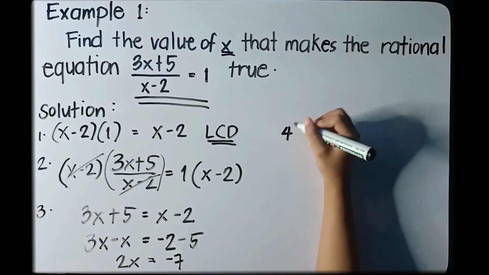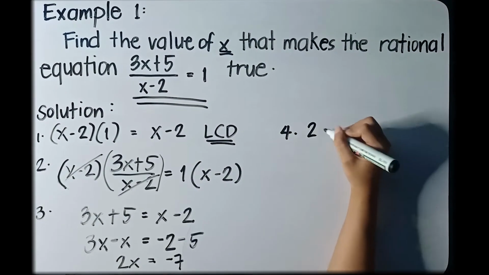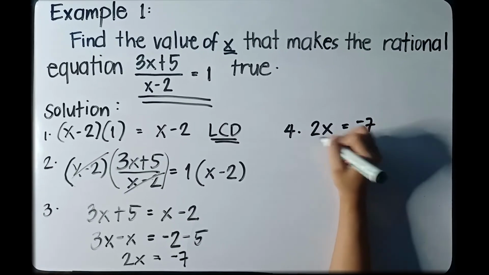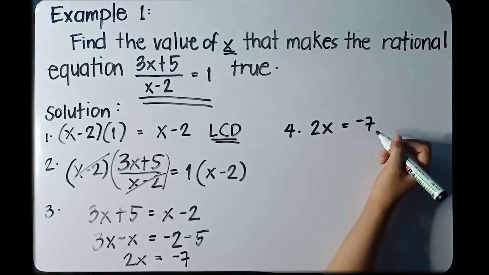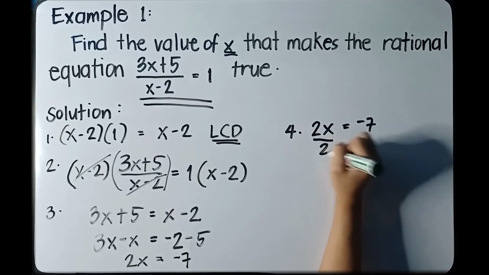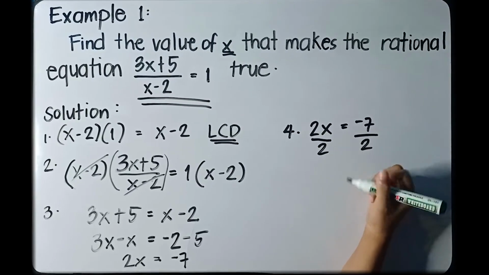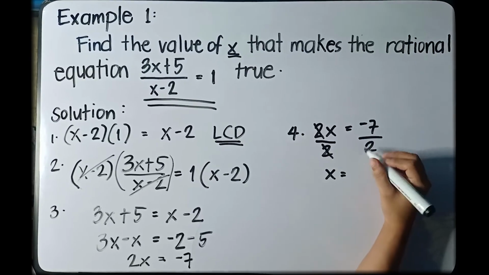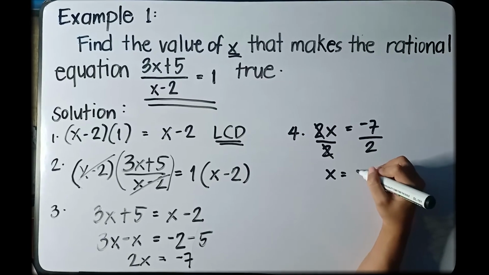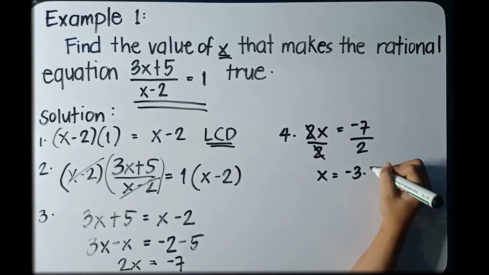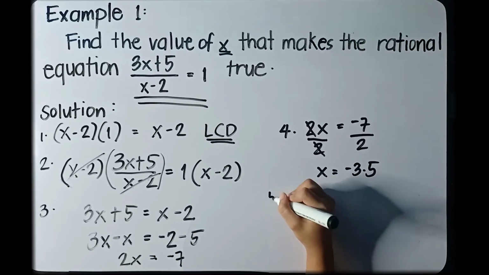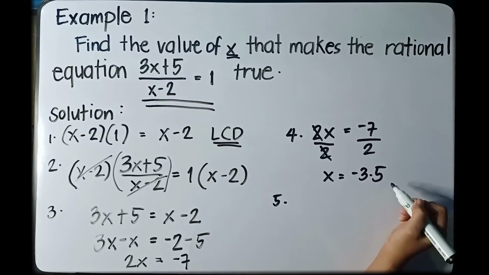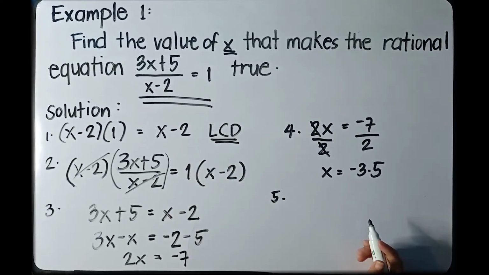For the fourth step, we have to divide both sides by the numerical coefficient of your x. So we have 2x equals negative 7. We need to divide both sides by 2 to normalize your x. So we have 2 divided by 2, which is equal to 1, so we have x here. Then we have negative 7 over 2, which is negative 3.5.